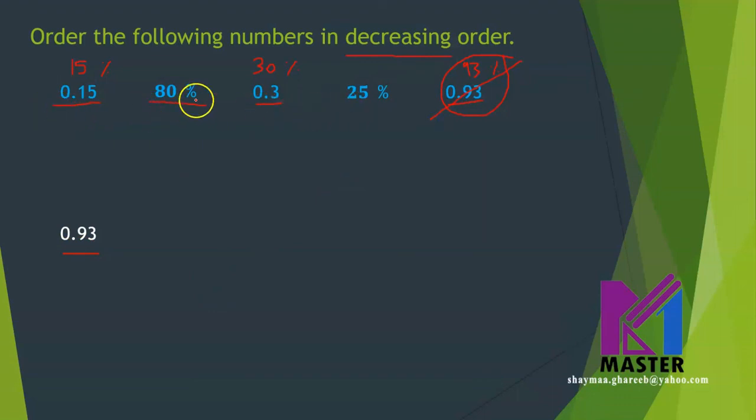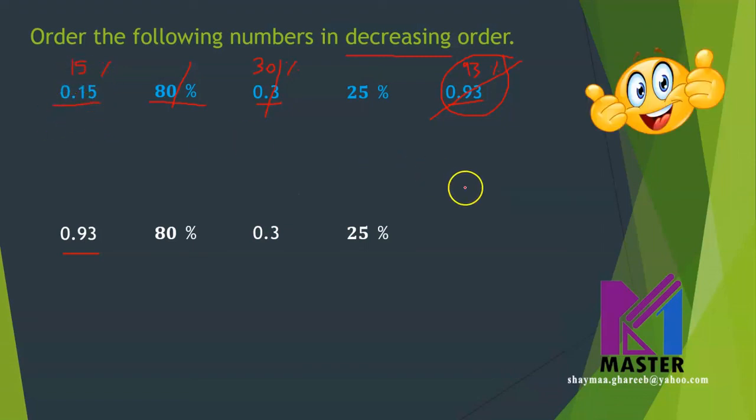Which one is the biggest? Of course, it is 80%. So I will write it down, cross it out. Then I will go to the next biggest percentage, which is the 30%, which is 0.3. So I will write 0.3. I will cross it out. Then I have to arrange these two. So the biggest one is 25%. Then the smallest one is the 15%, which is 0.15.